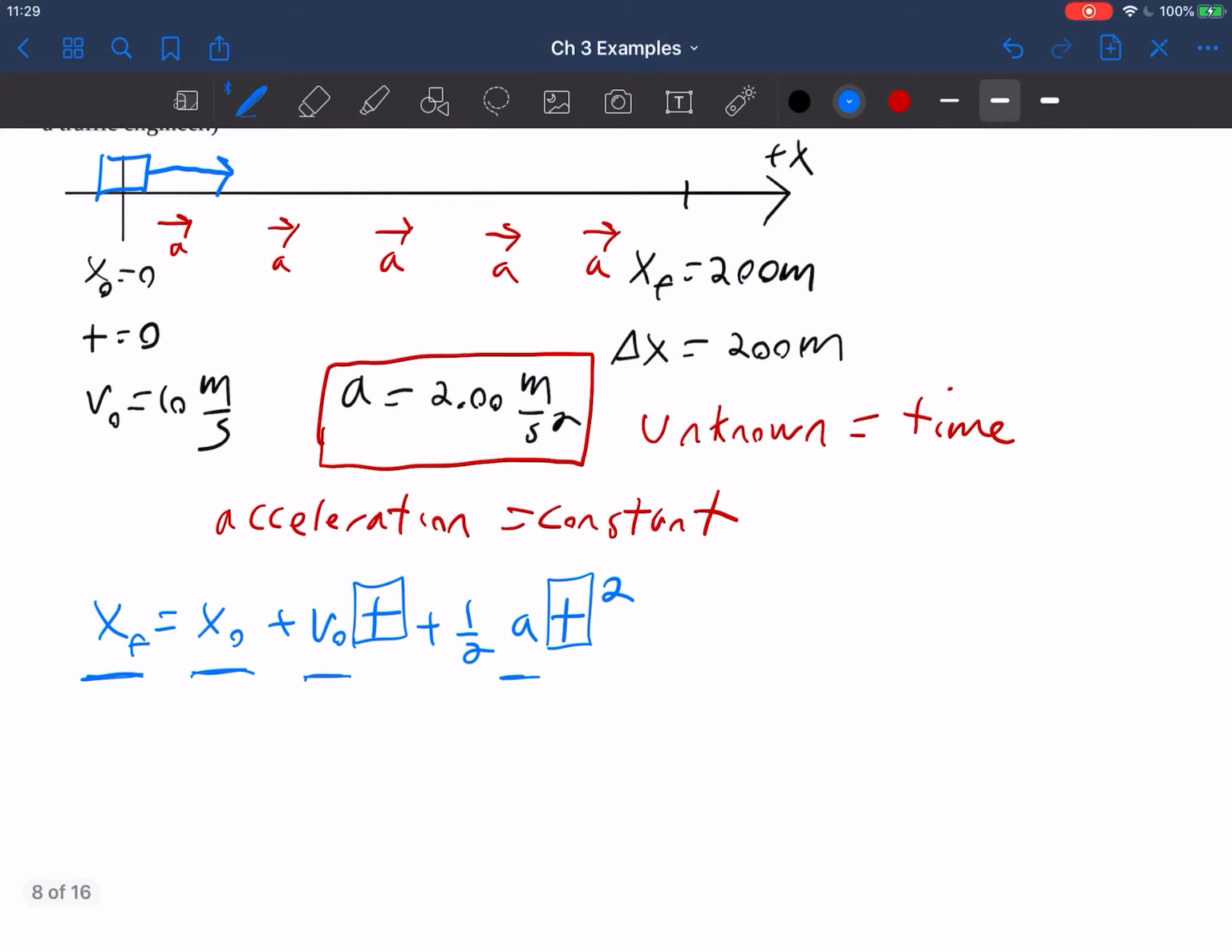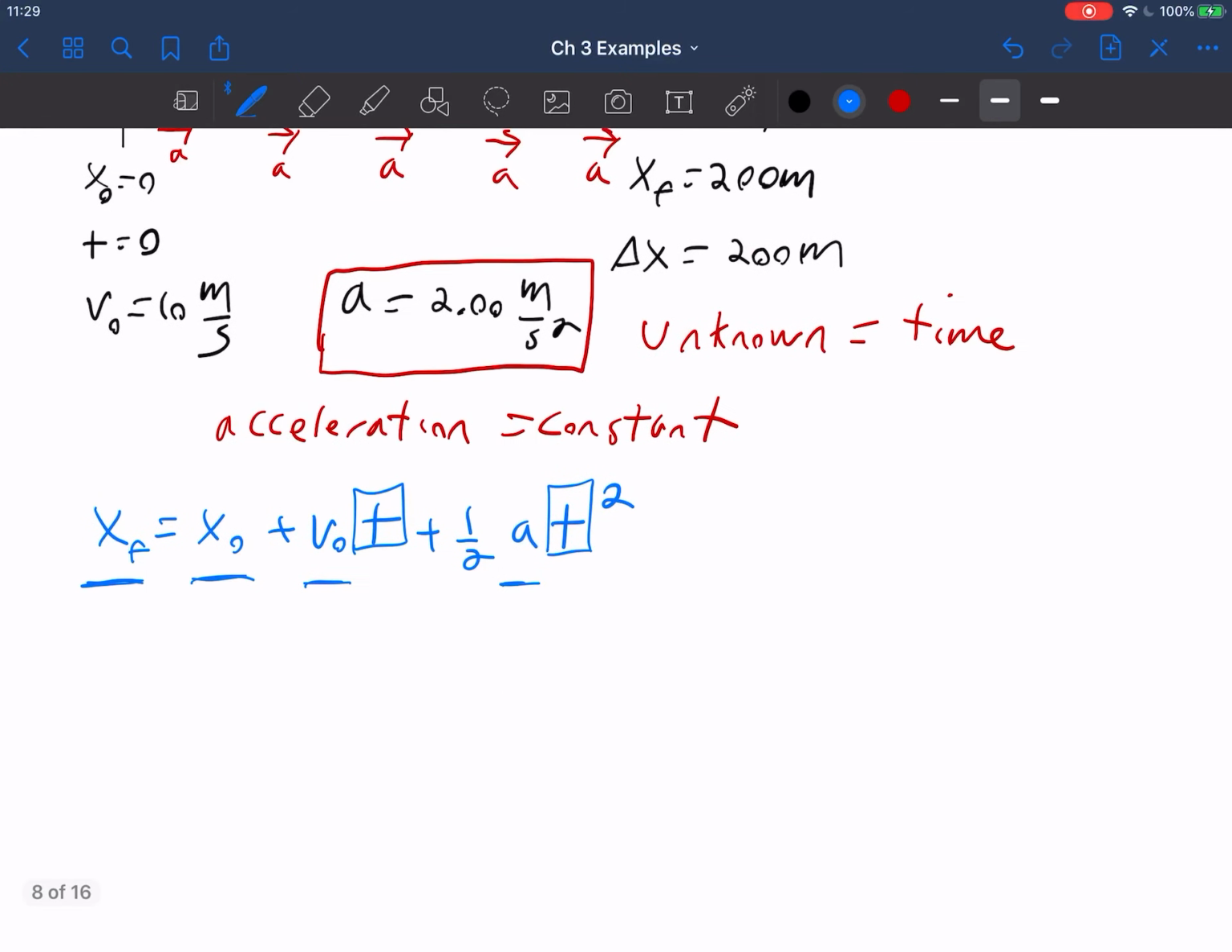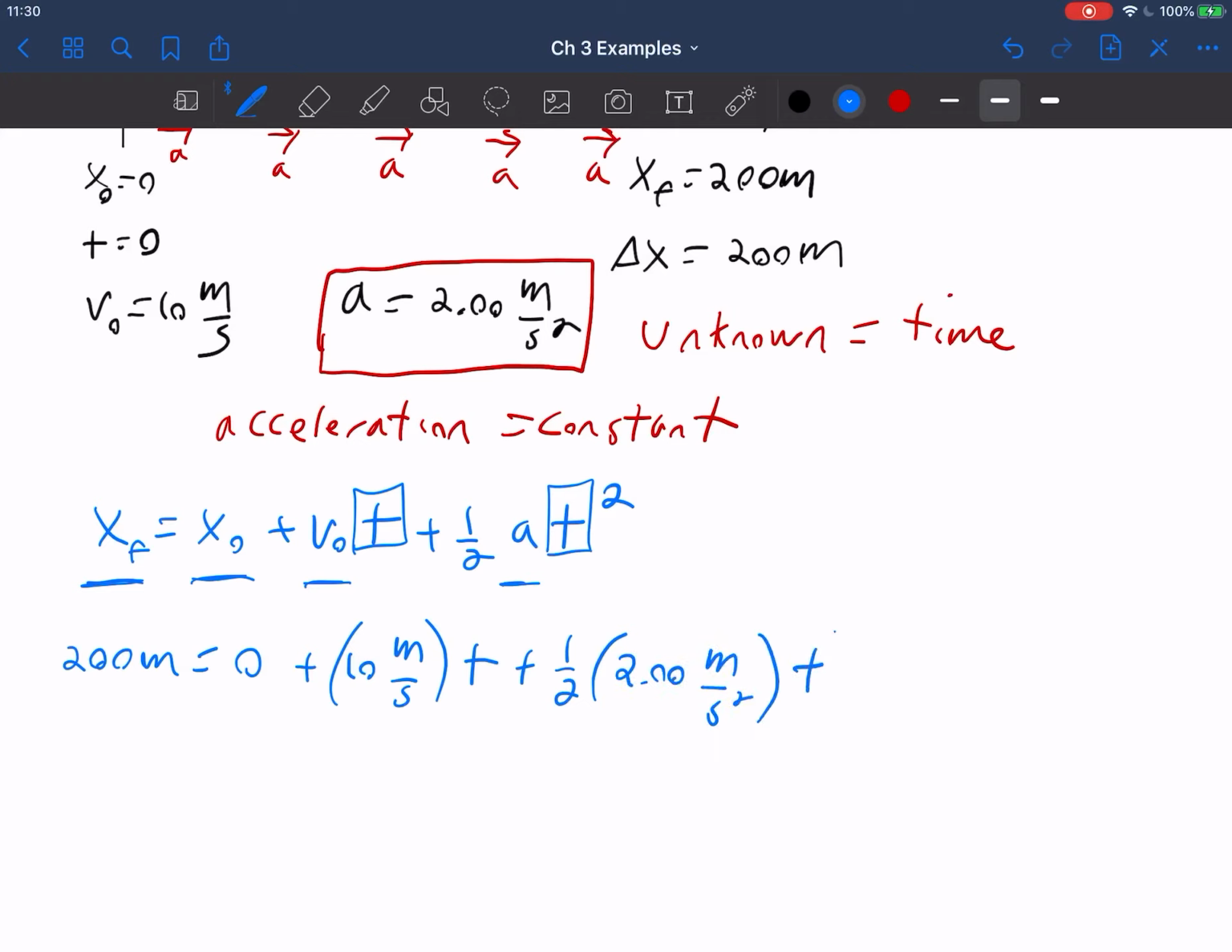Okay, so let's plug in. Our final position is 200 meters. Our initial position is 0, plus v naught is 10 meters per second, times time, plus 1/2 times 2.00 meters per second squared, t squared.